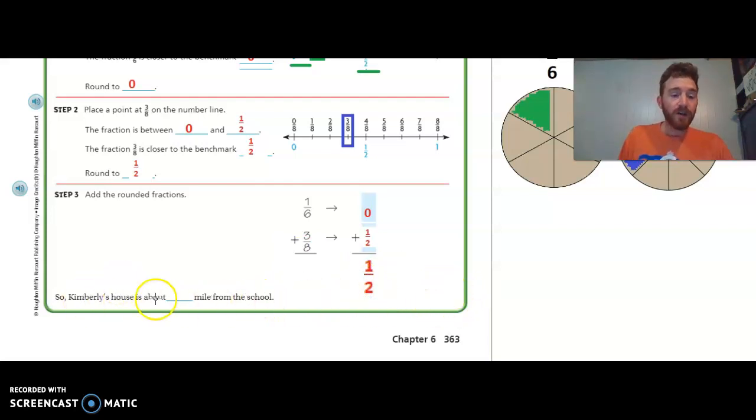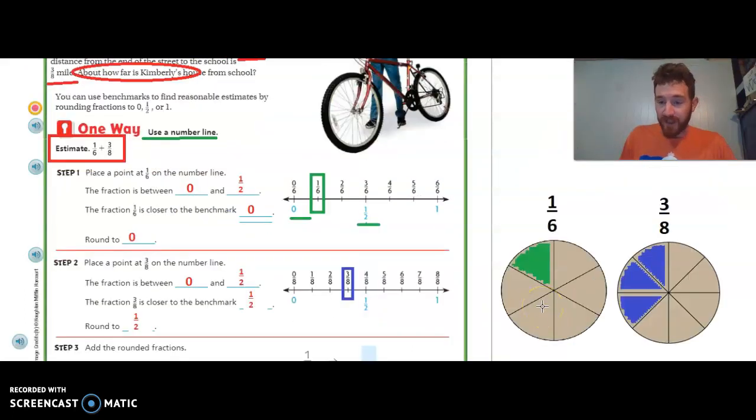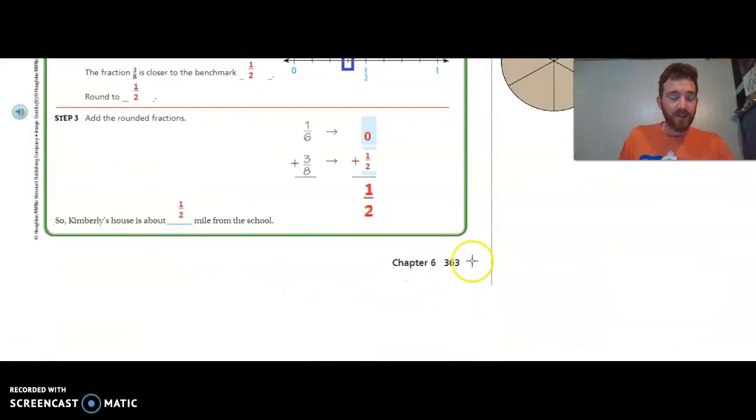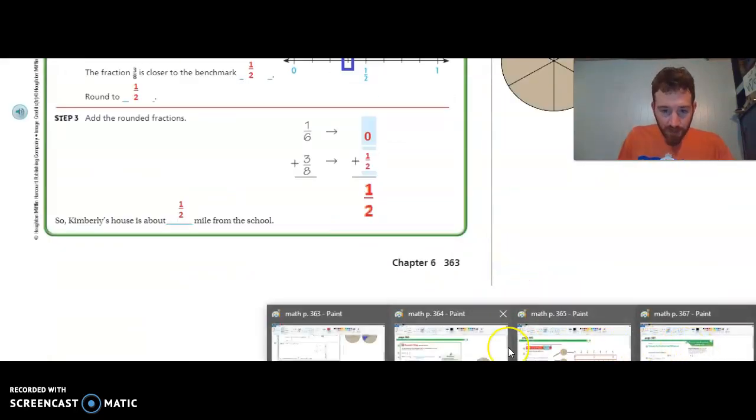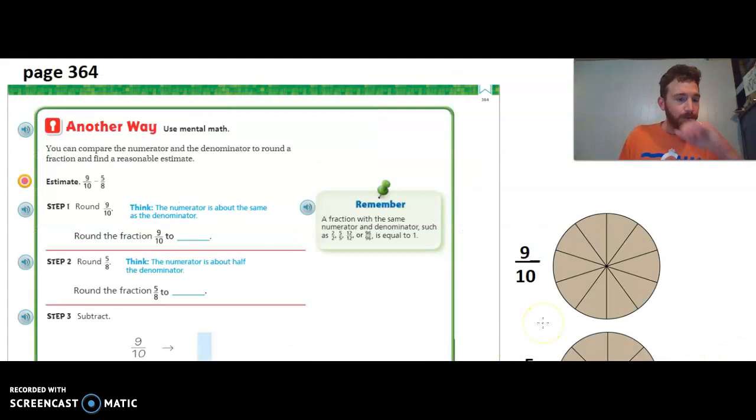All right, so Kimberly's house is about, again, estimating, not solving an exact answer, but we know our answer is close to 1/2. Okay, now again, if I look at these pieces here, these aren't equal amounts, these 6ths and 8ths, but if we think about putting this part on with this one, we'd be maybe a little more than 1/2. But again, about 1/2 is kind of what we see. Okay, so that's one way we can do that. Let me go to my next page here and try to speed it up a little bit for us.